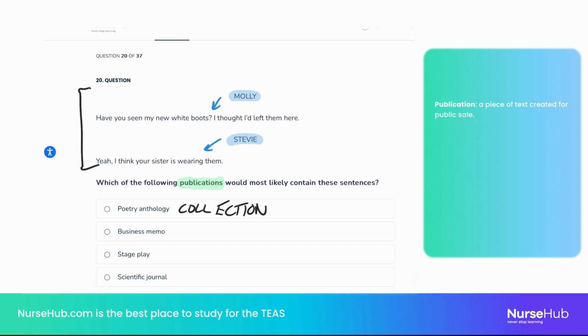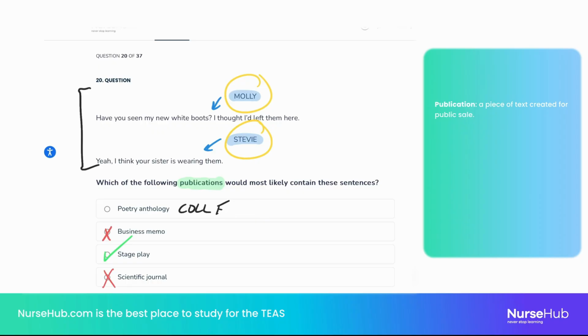Now, this would not be in a business memo. It does sort of have lines like the poem we saw before. They're kind of short, so maybe we'll keep that one in mind. A stage play also definitely could be, but a scientific journal, no, that is not like the American Journal of Medicine, right? So here we're between the two. And the biggest thing we want to keep in mind, and our key here, are again Molly and Stevie. These are the lines that they would be reading on stage, which means that this is a stage play.